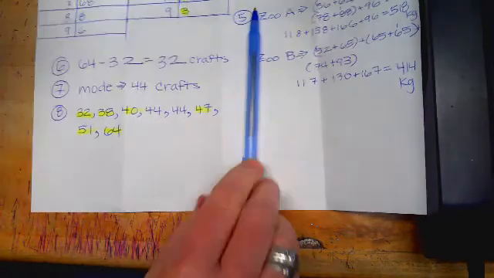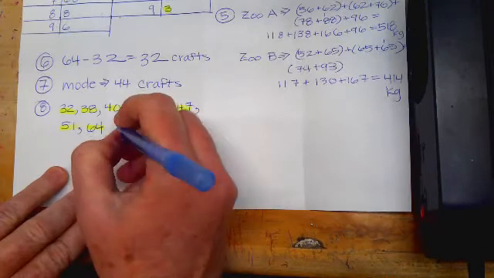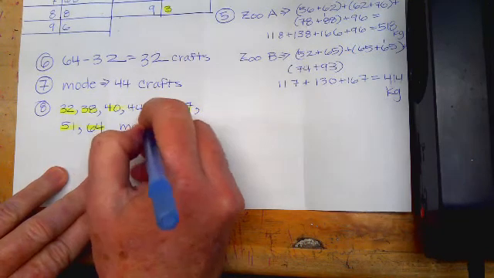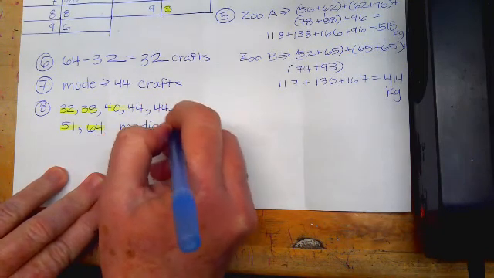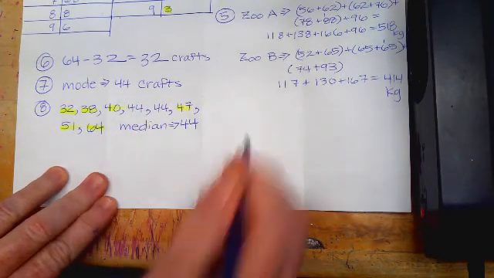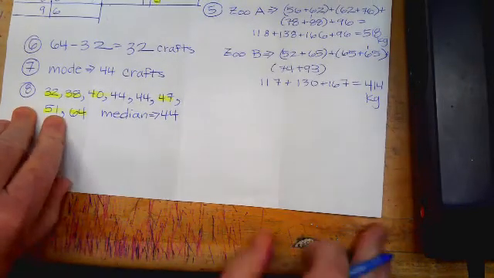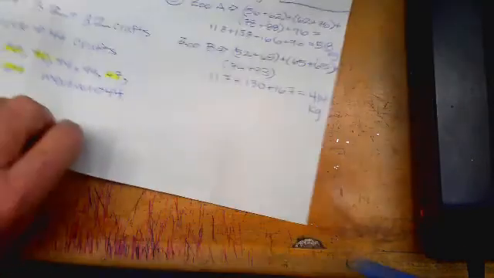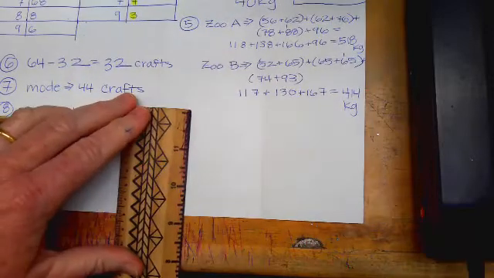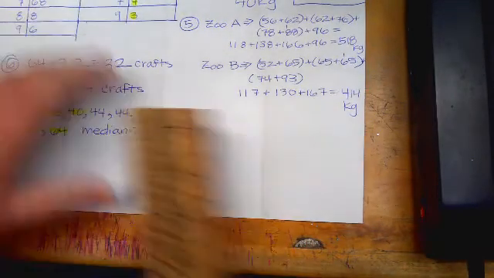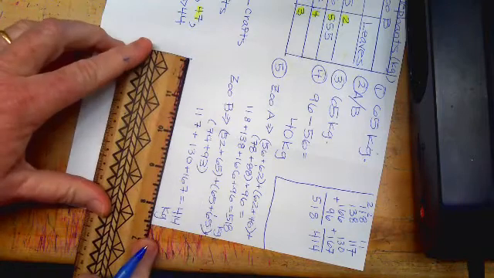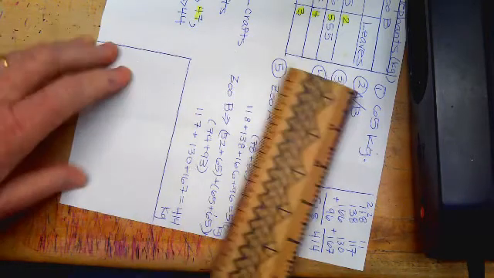1, 2, 3, 4, 5, 6, 7, 8. So that's looking good. You know, of course, that means we're not going to have a middle. Well, we do have a middle number. They're both the same, luckily. So our median is 44. That is lucky. Lucky ducky.